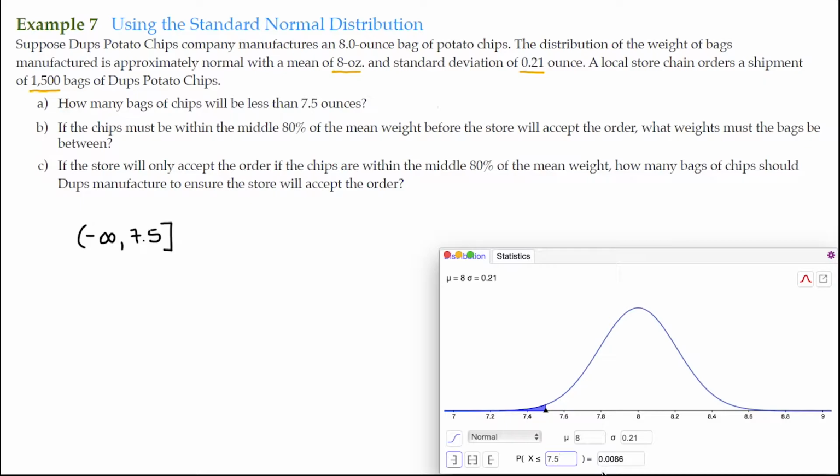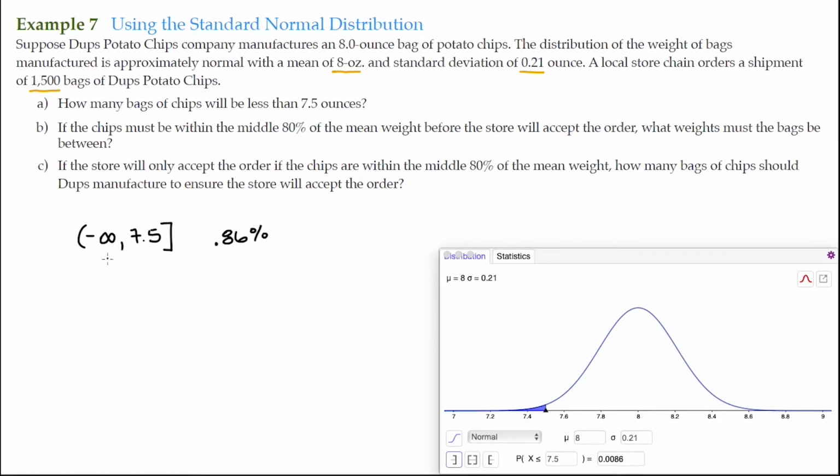And we hit enter. And that's 0.0086. So that's a percentage of 0.86%. So a very small percentage. You could see the area that represents it is very tiny. But the question asks how many bags of the 1,500 will be less than 7.5 ounces. This tells us the percentage that will be that. We want to know how many bags.